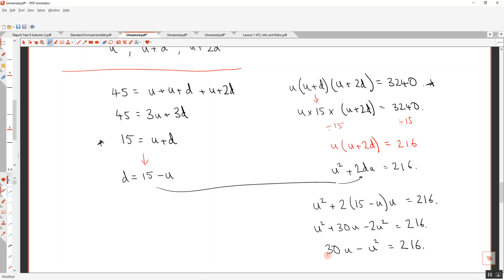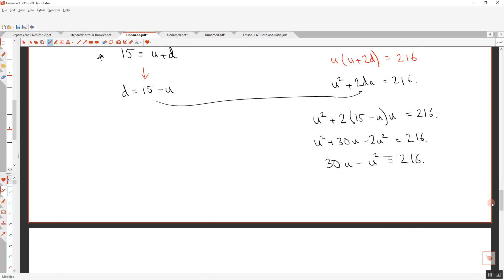What have I got here? Standard form. What's the difference in squares? No, it's a quadratic. Right, so I'm going to bring everything to the one side and make it equal 0. And then I'm going to stop and let you catch your breath.